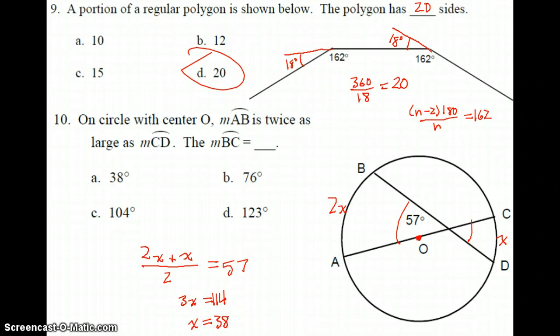So if x is 38, the question is, what's the measure of arc B to C? Well, this is 38, because it was x. This is double x, it's 76. But from A over to C, that's 180, because that's a diameter here. So 180 minus 76, that's 104.